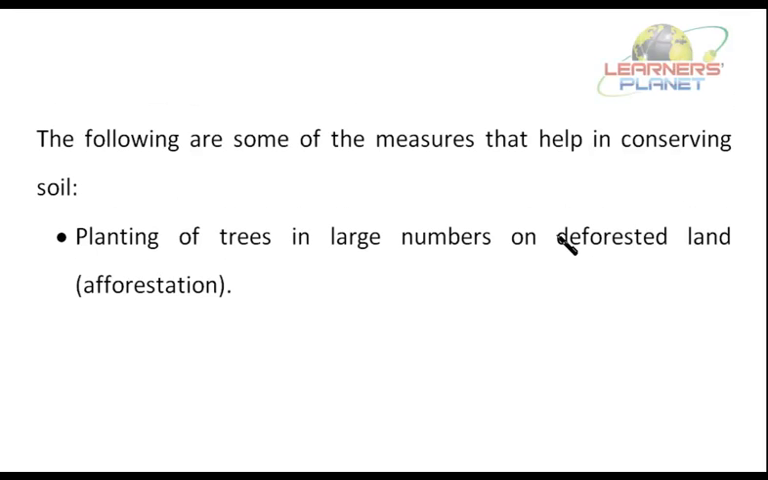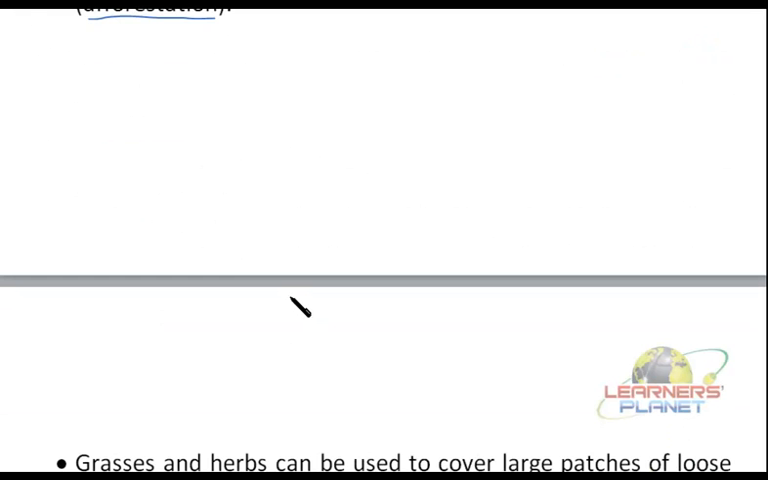And the first step is planting of trees. Planting of trees in large numbers on deforested land is known as afforestation. So we should take such measures.